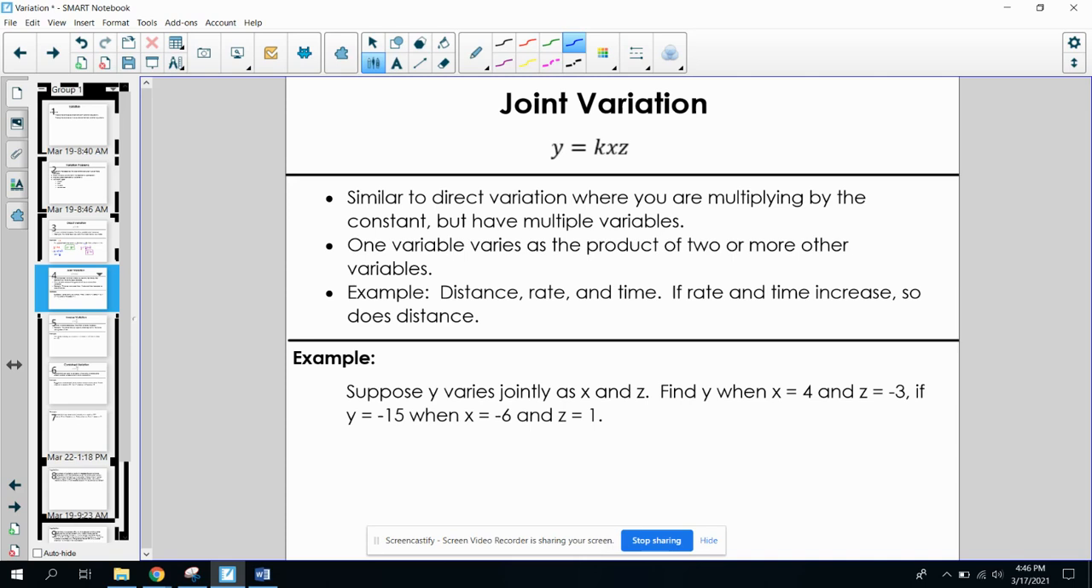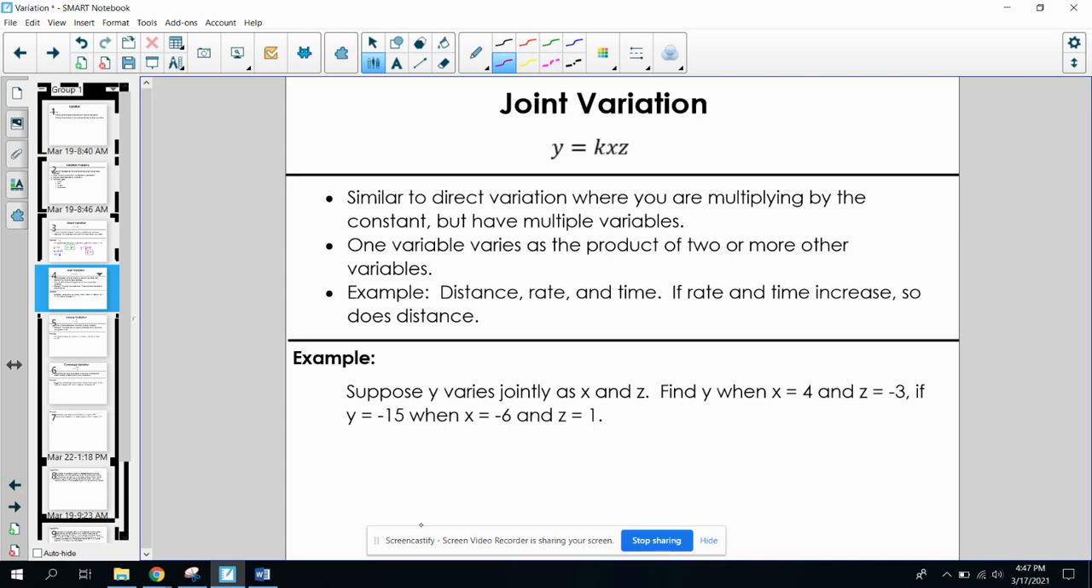An example would be distance, rate, and time. So if your rate and time increase, then so does your distance. Everything is doing the same thing. They're all increasing. So let's look at this example. Suppose y varies jointly as x and z. Find y when x is equal to 4 and z is equal to -3 if y is equal to -15 when x equals -6 and z equals 1.